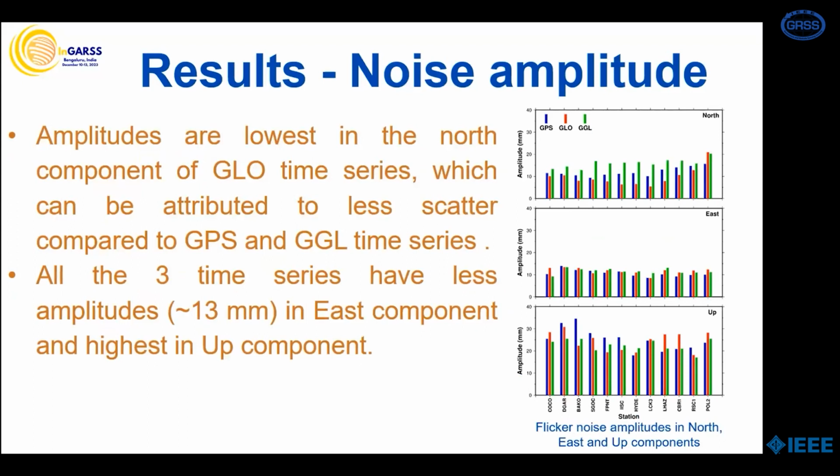We have calculated the amplitudes in the north, east, and up components, and they are plotted in this figure. We can observe that amplitudes are lowest in the north component of the GLONASS time series, which can be attributed to less scatter compared to the GPS and combined time series. It can also be attributed to the high frequencies of GLONASS satellites, since flicker noise decreases with an increase in frequency. Also, in the east component, errors are comparatively less for all the time series, that is standalone GPS, GLONASS, and combined, compared to the north and up components, at approximately 13 mm. And noise is highest in the up component compared to the north and east components.